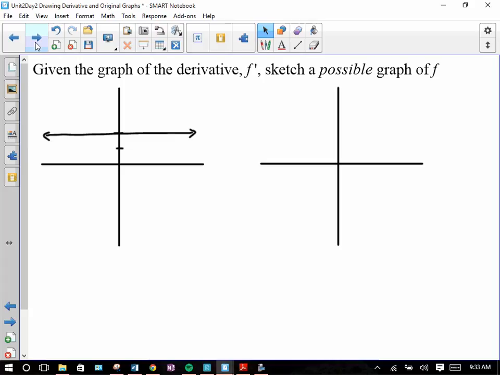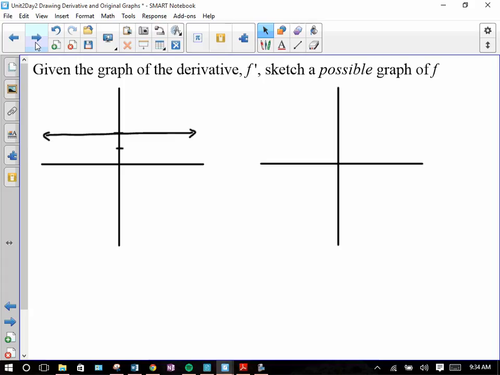So now, this one's a little bit different. The first two graphs we looked at, we were looking at the graph of the original function. This says, given the graph of the derivative f prime, so we're given the graph of the first derivative, sketch a possible graph of f. So, what is the graph of x? That's the graph, that's 2.